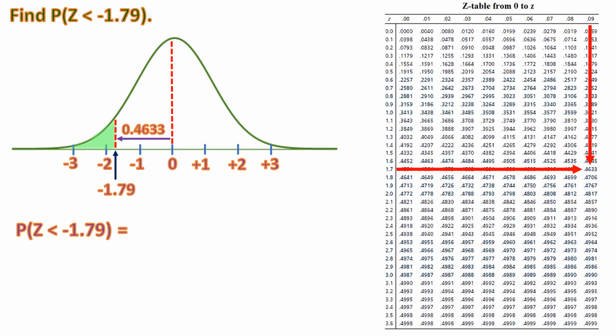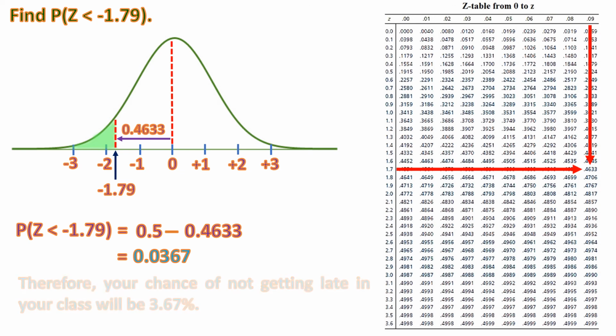So the whole thing at the left of 0 is 0.5. That's half of the graph. So we're going to remove the unshaded part, so that what's left is the shaded part. So 0.5 minus 0.4633 will be 0.0367. So that's the area of the shaded part. So this means your chance of not getting late to your class will be 3.67%. So it's a very small chance that you will not get late.